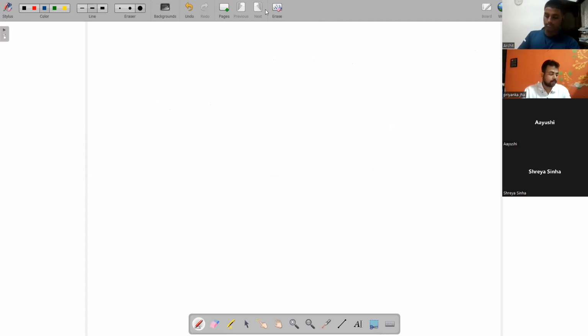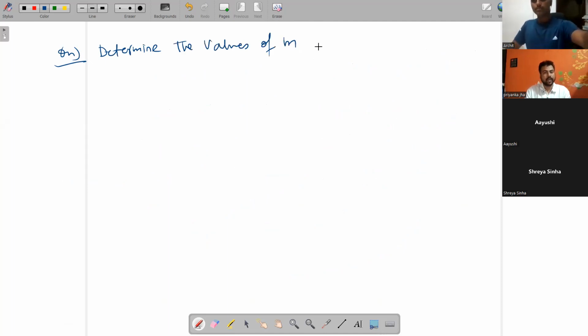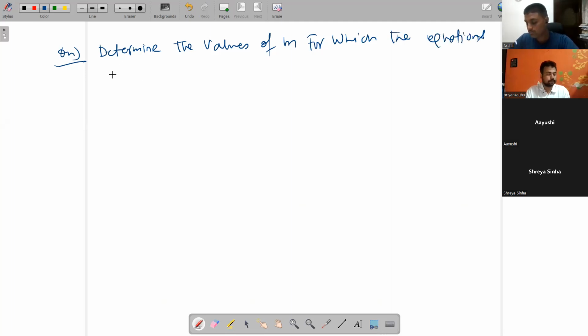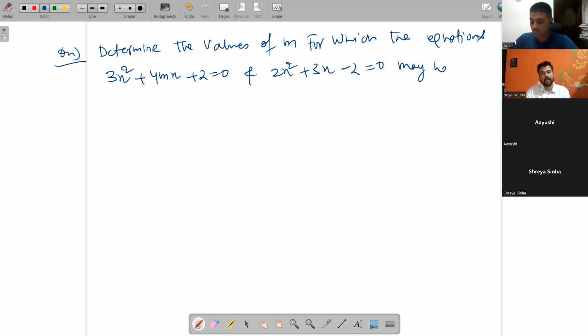Now let's take some questions. Question is, determine the values of m for which the equations 3x squared plus 4mx plus 2 equal to 0 and 2x squared plus 3x minus 2 equal to 0 may have a common root.